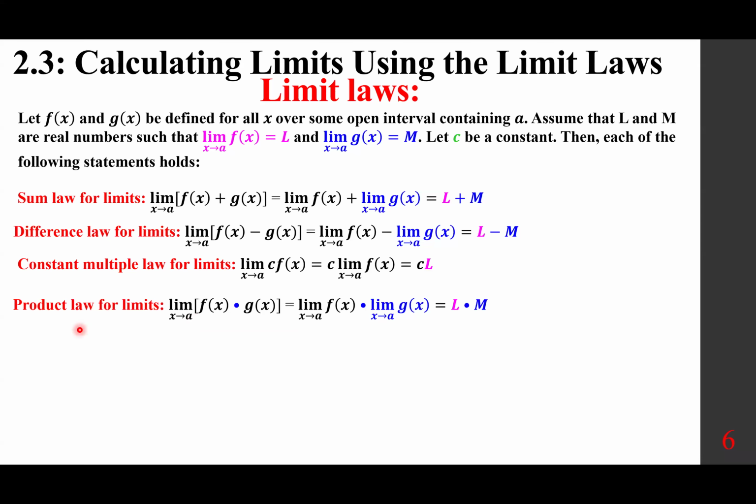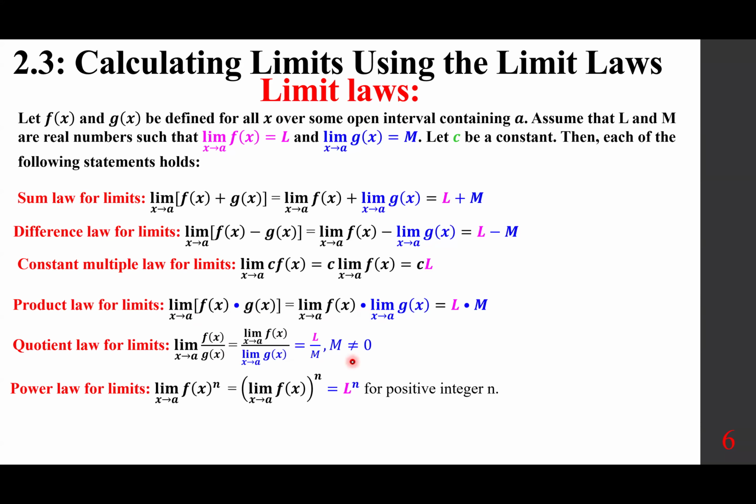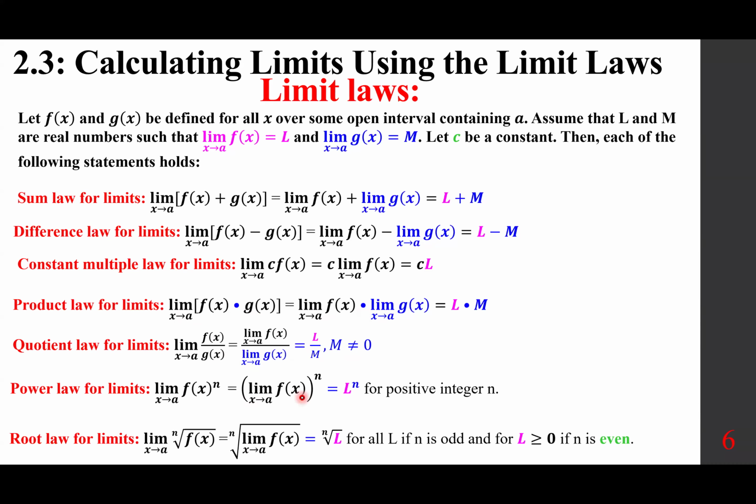The limit of the product is the product of the limits, L times M. Quotient law: the limit of a quotient is the quotient of the limits, L over M. Of course, as always, the denominator, in this case M, cannot be 0. And we have the power law, and we have the root law. Those are very straightforward. One thing I want to add.